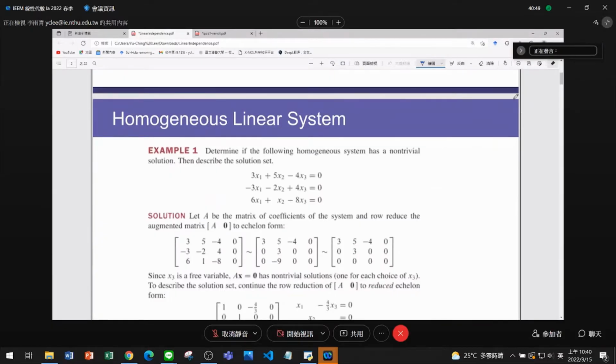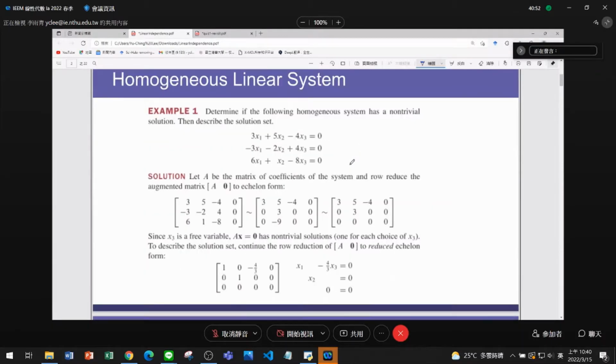So the first example asks us to determine if the following homogeneous system has a non-trivial solution. Non-trivial solution means that solution other than x equals 0. And then describe the solution set. So basically the question has two parts if you're answering as a quiz. Of course, it's not. So far, it's just an example. But there are two parts.